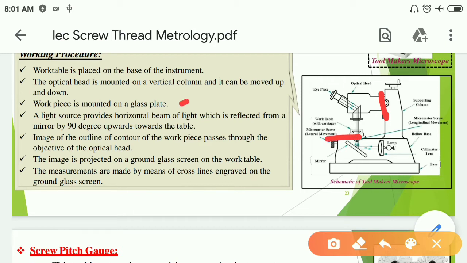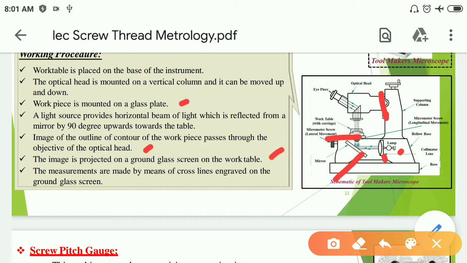A light source provides a horizontal beam of light which is reflected from a mirror by 90 degrees upwards towards the table. Here the lamp is there, the collimating lens is there, and here the mirror is there which reflects it by 90 degrees. The image of the outline of the contour of the workpiece passes through the objective of the optical head. The image is projected on a ground glass screen on the work table.